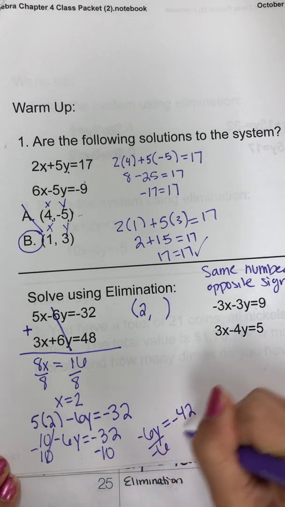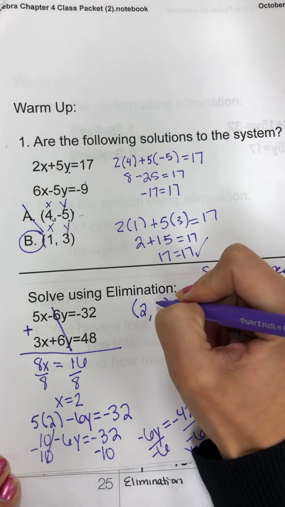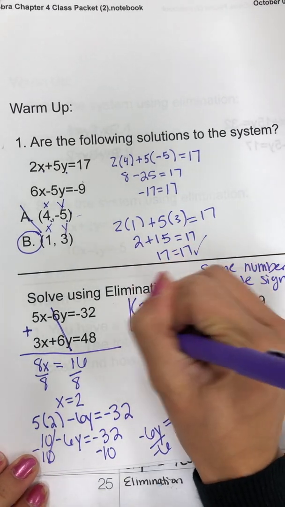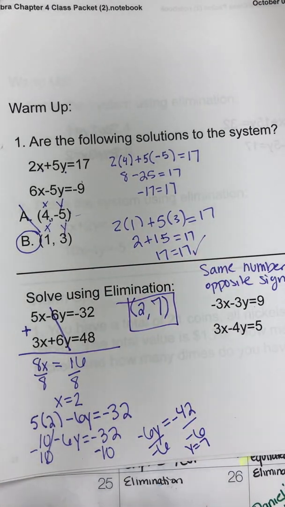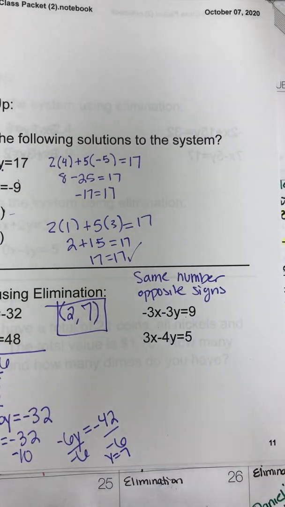Then divide -6 on both sides, and you're going to get y is +7. So there is your answer to the first one. So again, that means if you were to graph both of those lines, they would intersect at the point (2, 7). All right, let's try the next one.